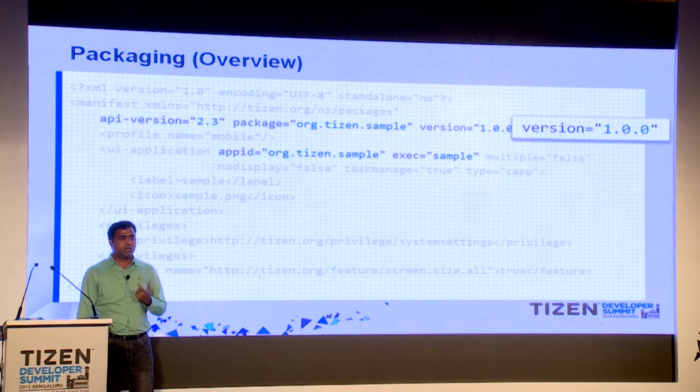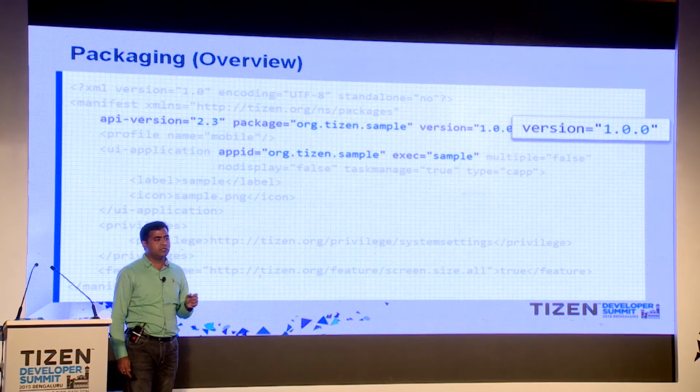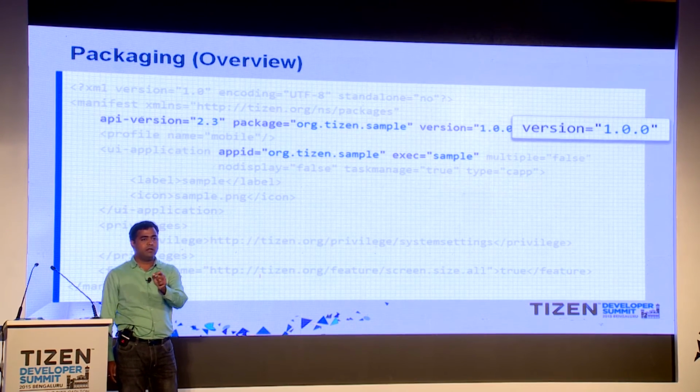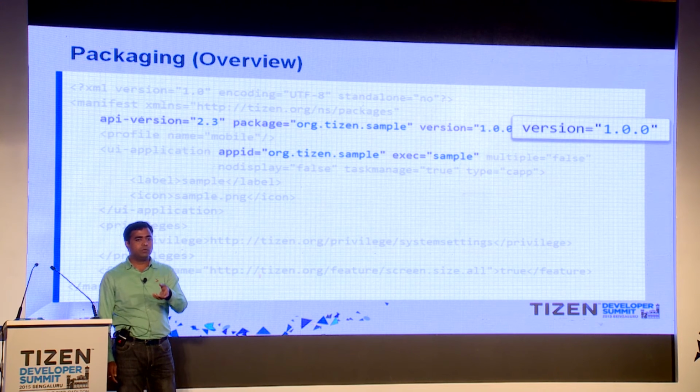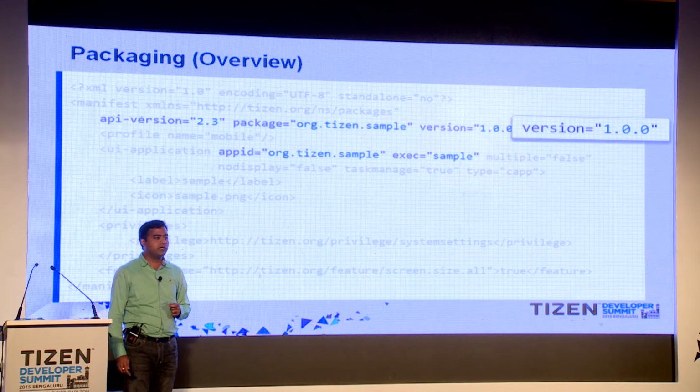And there is the versioning of your application. This follows the x.y.z format, where x and y need to be between 0 to 255, and the z can be between 0 to 65,535.